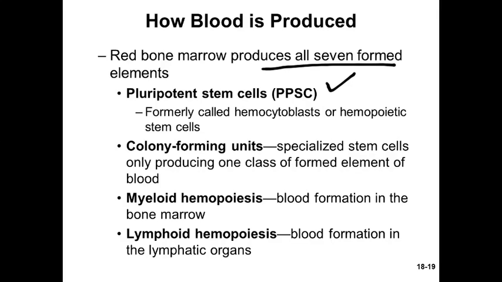And in their differentiation, in their development, these PPSCs will go on to form some colony-forming units. Now, that's an interesting term. If you've taken microbiology, it means something very, very different from what you think of as CFUs, or colony-forming units. So ignore that definition. But CFUs are specialized stem cells that can then only produce one type of formed element. So the pluripotent stem cells can make all 7. Then you have more specialized colony-forming units. And then we refer to basically two different forks in the road. There's myeloid hemopoiesis, which is blood formation happening in the bone marrow, and lymphoid hemopoiesis, which is what's continuing to occur in the lymphatic organs.